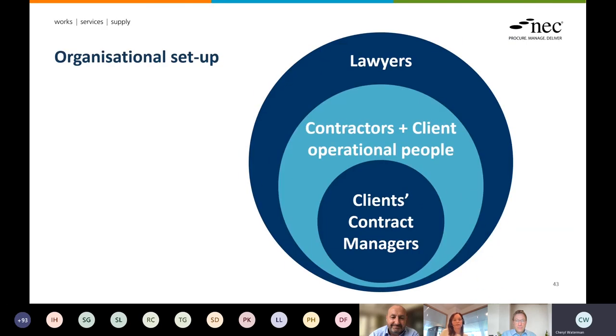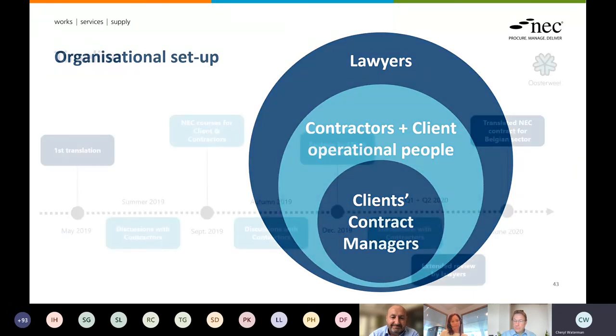So we had an organizational setup in order to have this translation. We started internally with our small group at the client side, mainly contract managers. The next layer in this group of translating was involving the contractors, but mostly the operational people, so also contract managers from the contractor side. And the third layer was the lawyers. Actually, we had a lot of advice, like keep the lawyers out. So we kept them in the outer circle.